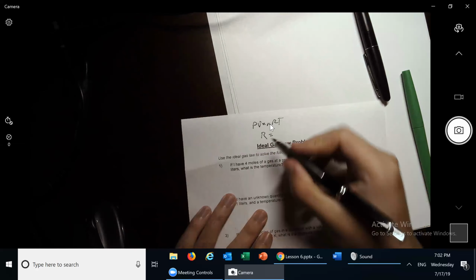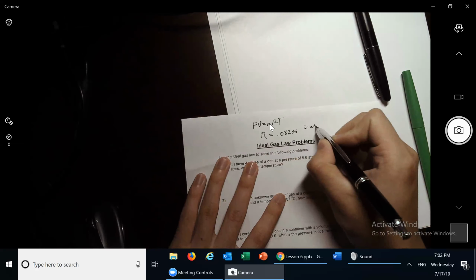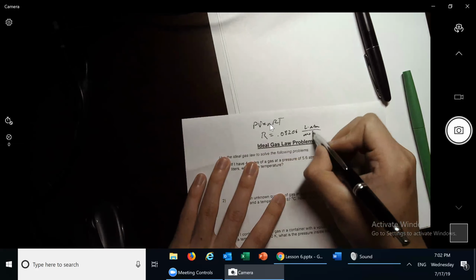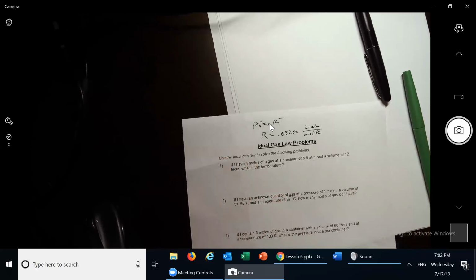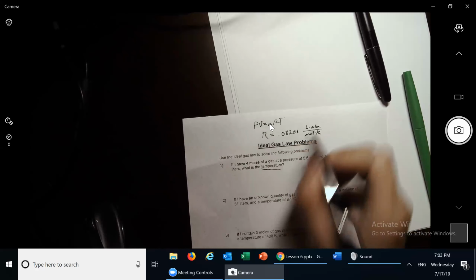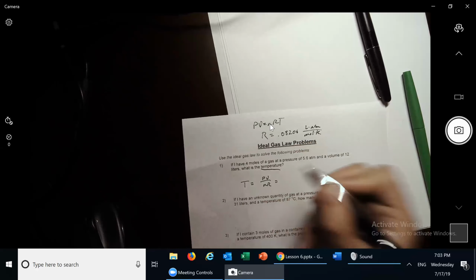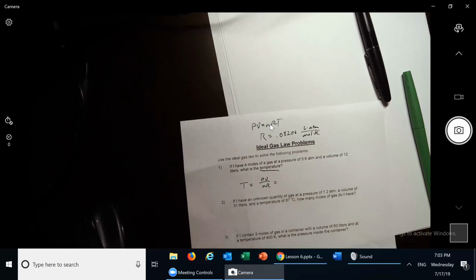Great. So 0.08206 liter atmospheres per mole Kelvin. Okay? So we have 4 moles of gas at a pressure of 5.6 atmospheres and a volume of 12 liters. What is the temperature? So we should rearrange this equation to get T equals PV over nR. And then this is not too difficult to solve, right?